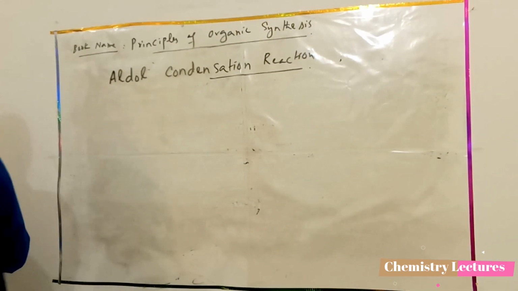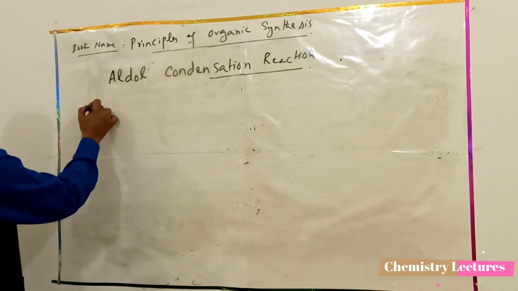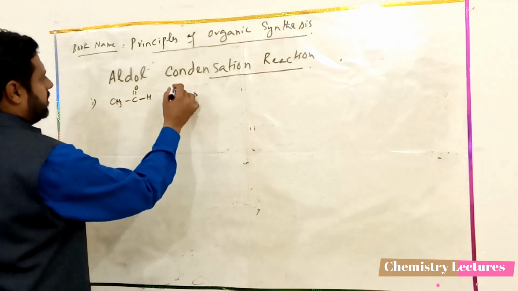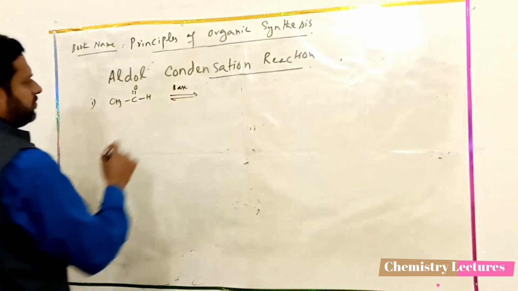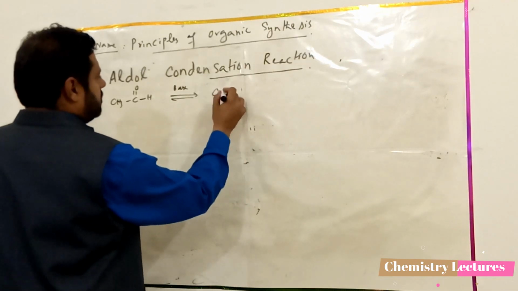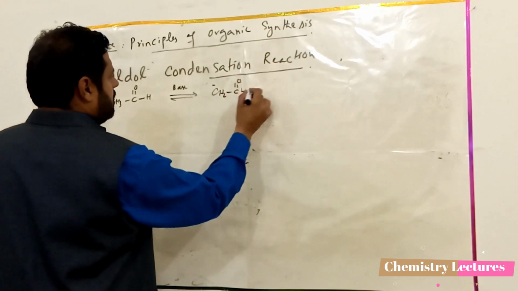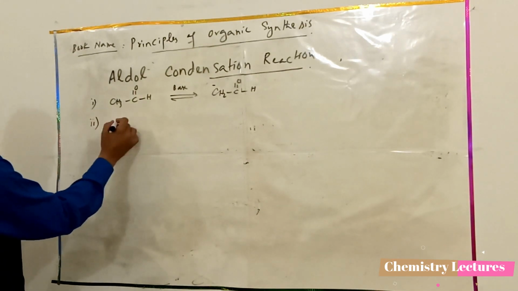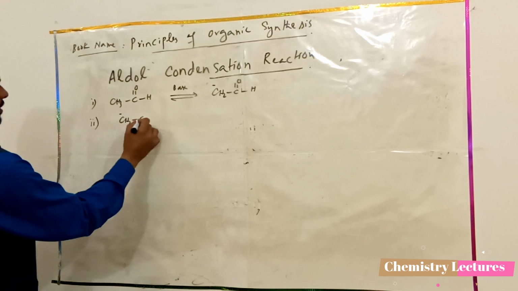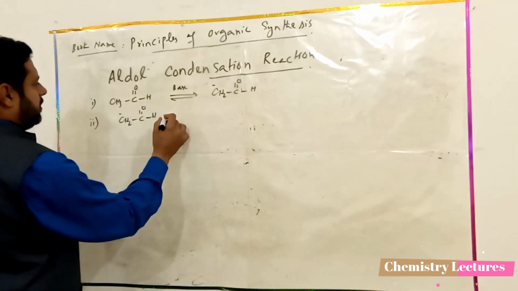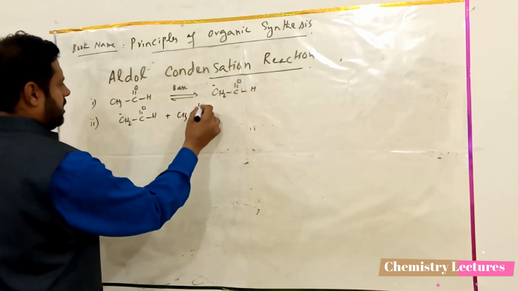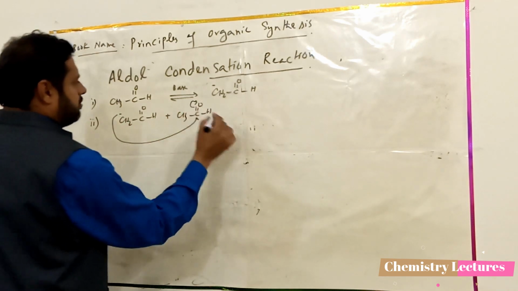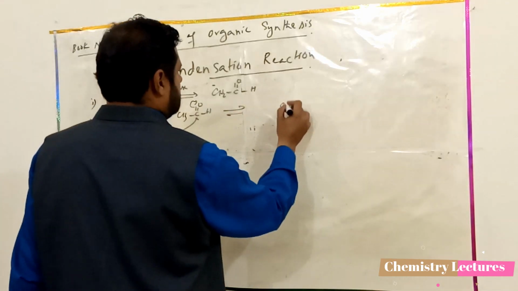So we will start with acetaldehyde. In the first step we have acetaldehyde. When you treat it with the base, this is a reversible reaction. The base will remove the proton and you will get the carbanion in the first step. In the second step, this carbanion reacts with a second molecule of acetaldehyde. This negative charge attacks the carbonyl carbon and you will get this.